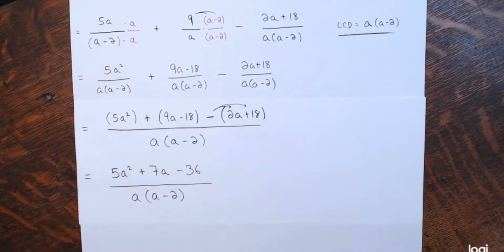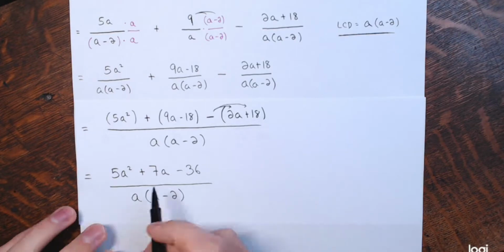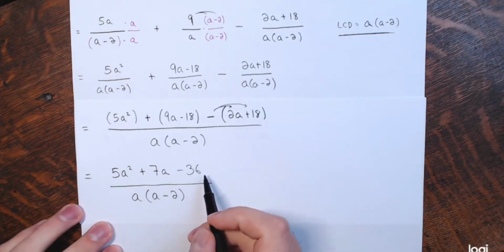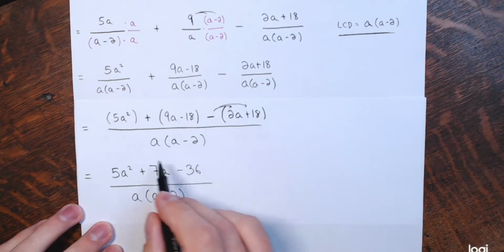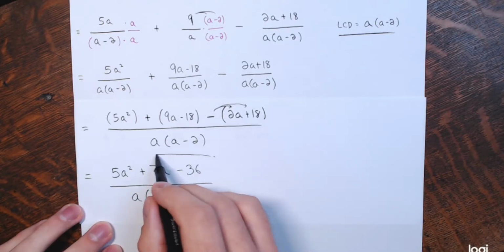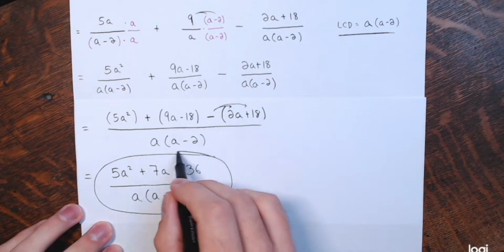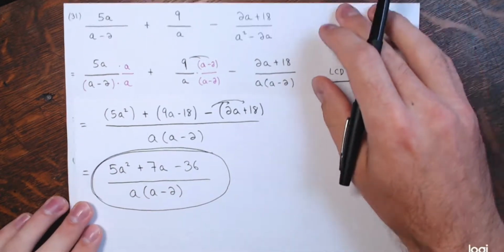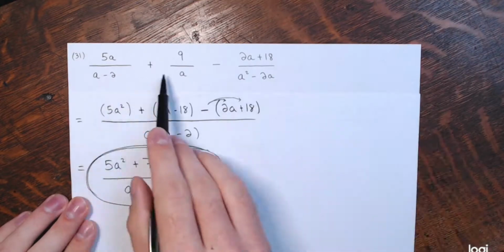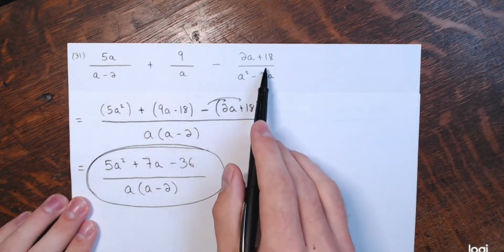So the b squared minus 4ac test tells me, because b squared minus 4ac is not a perfect square, this is not factorable. And there's no common factor to pull out either. So this is as simple as that fraction gets. So that is the result of adding these two fractions and then subtracting this one.